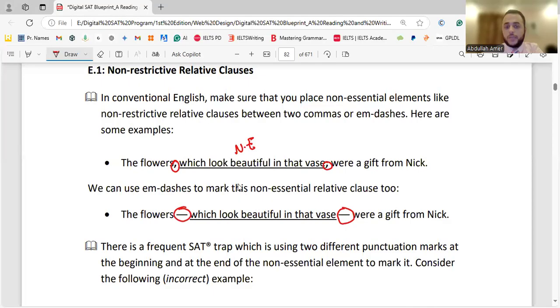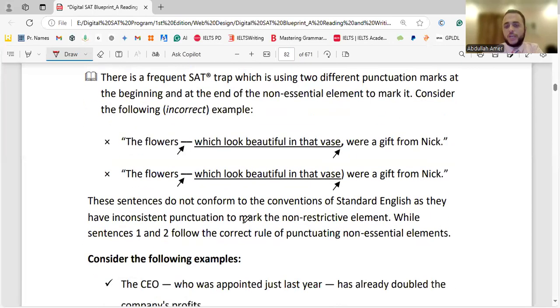Which look beautiful in that vase here is non-essential too. And this non-essential element is placed between either two commas or two em dashes. What's the trick on the SAT?